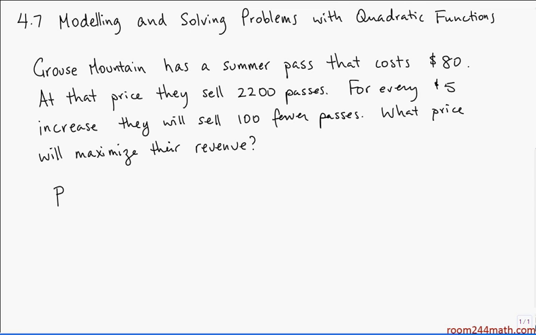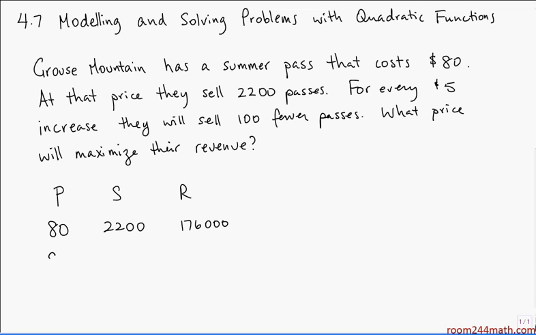So you're given a price initially of $80 and a sales level initially of 2,200. And we're looking for revenue. Well, revenue is just price times sales. So revenue in this case is 80 times 2,200, which is 176,000. So they're making 176,000 at that price level.